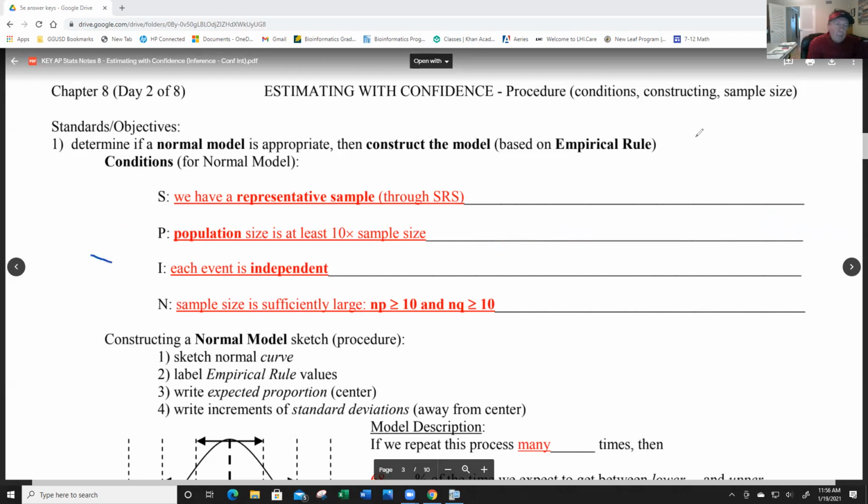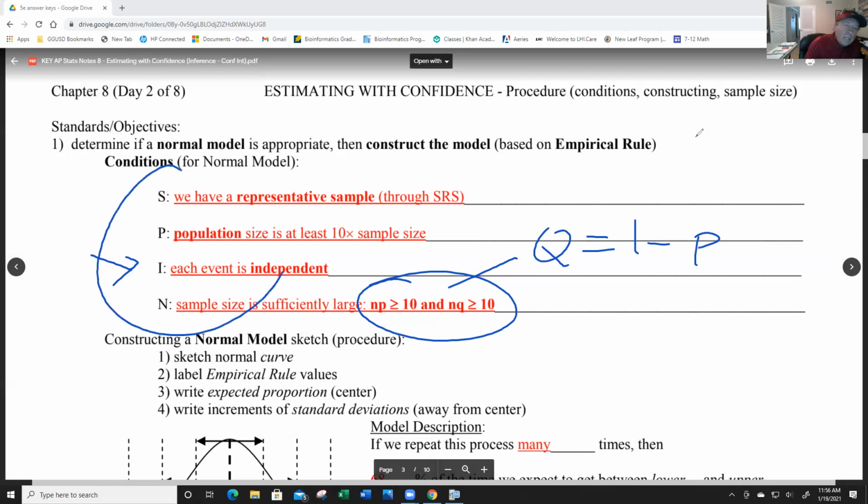I is everybody's independent. And N is the big one. How do you know if you have enough samples for a normal curve? You have to put it to the test on 2 things. N times P has got to be greater than 10. So the number of samples times the estimated percentage has to be bigger than 10. And then N times Q. And by the way, Q is 1 minus P in a lot of books. N times Q is also bigger than 10. Okay, those are things you got to test.